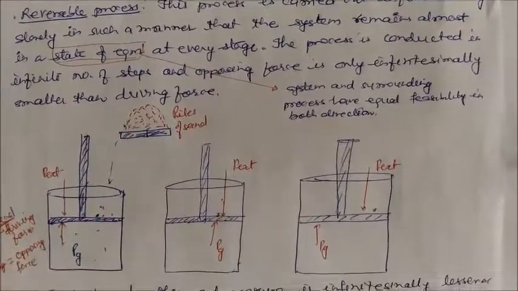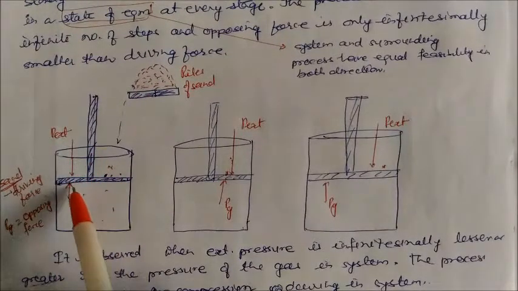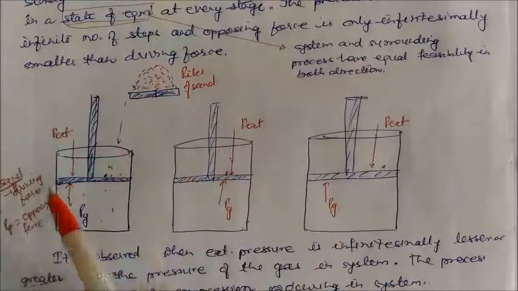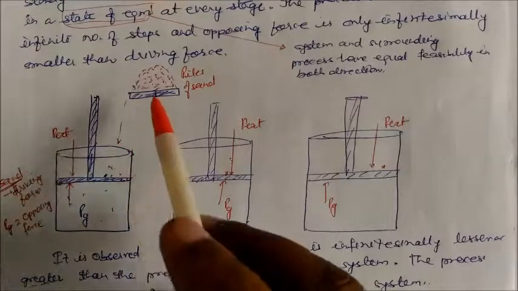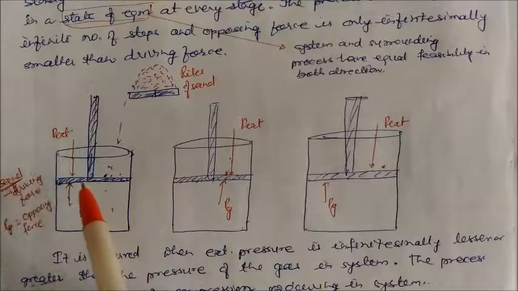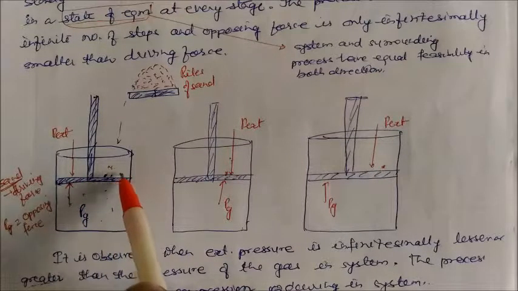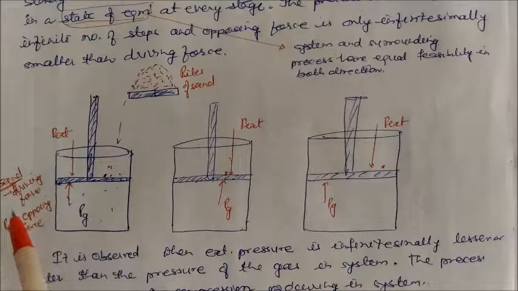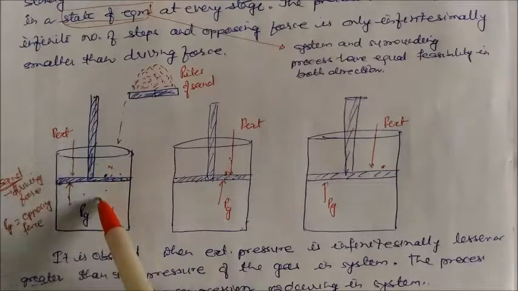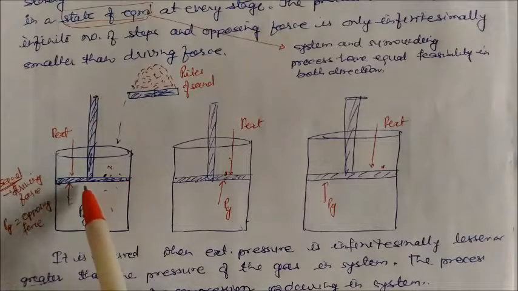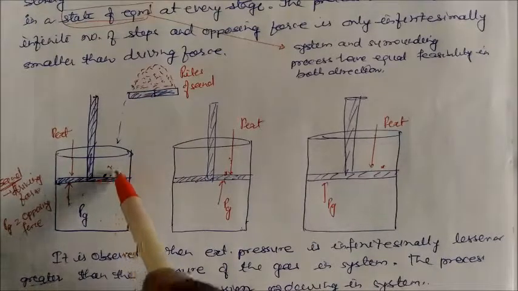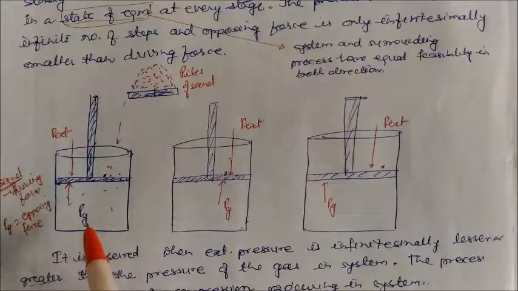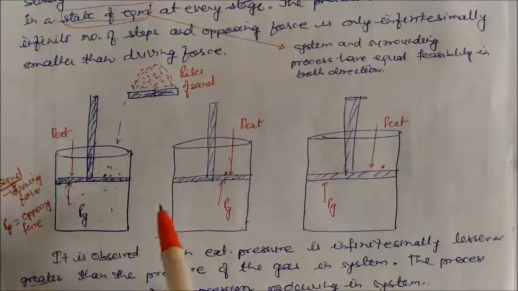Now the next process is the reversible process and the irreversible process. So what is a reversible process? This is a process carried out infinitesimally slowly in such a manner that the system remains almost in a state of equilibrium at every stage. Almost a state of equilibrium means the system and surroundings have equal fidelity in both directions. From this diagram we can understand the process is conducted in an infinite number of steps. At every step there is a state of equilibrium. The number of steps is not finite, it is an unlimited number of steps, and the opposing force is only infinitesimally smaller than the driving force.